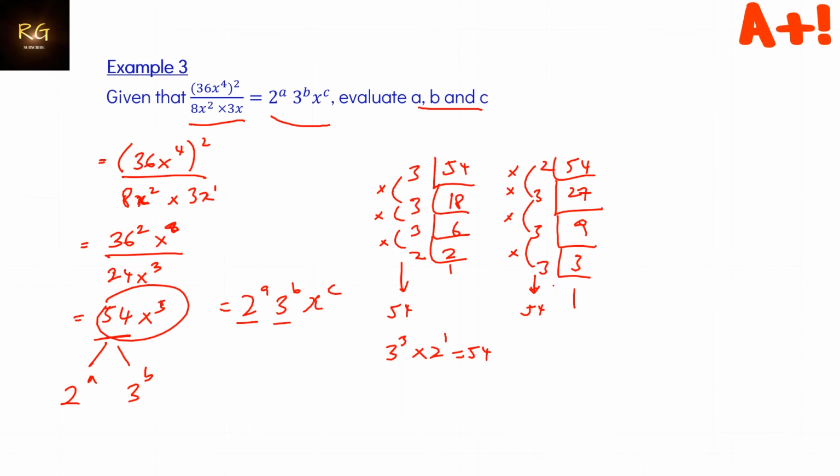So in this situation, it is 2 to the power of 1 and then multiplied with 3 to the power of 3. Why 3 to the power of 3? Because 3 is being multiplied with each other 3 times. Okay, so at the end, you're going to get 54.